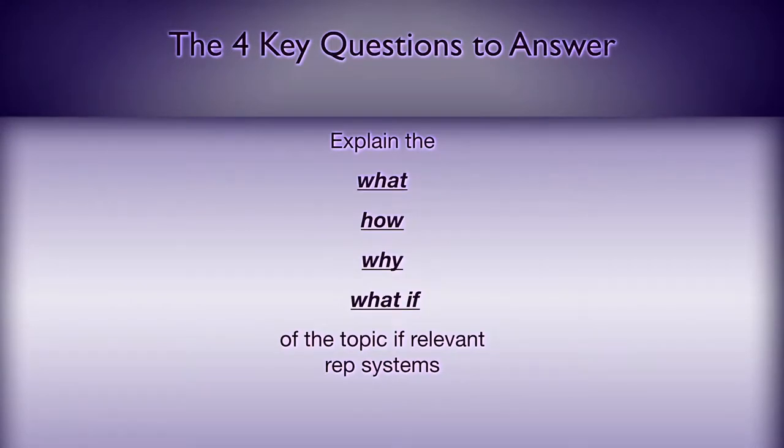Now we know about learning styles and we understand whether our children are visual learners or auditory learners or possibly kinesthetic learners. What we need to look at is how we need to explain everything when talking to our children about any topic. We need to explain to them everything, covering what, how, why, and what if. So we need to explain what the thing is we're talking about, how it works, why it works, and what if this or that happens.